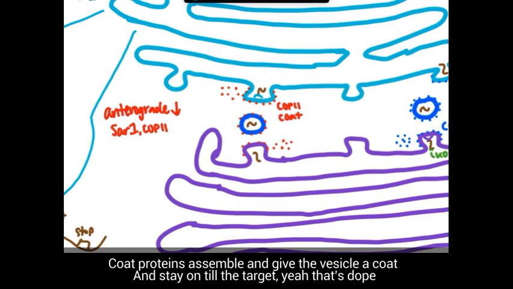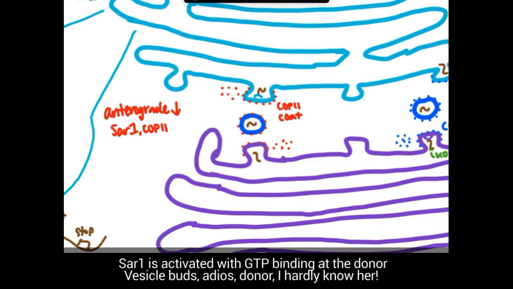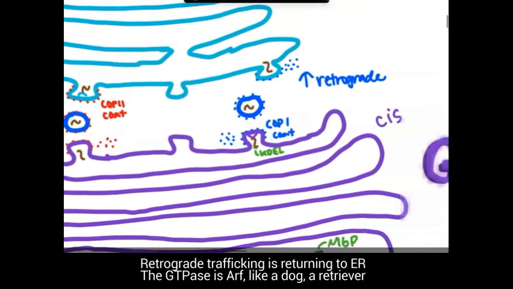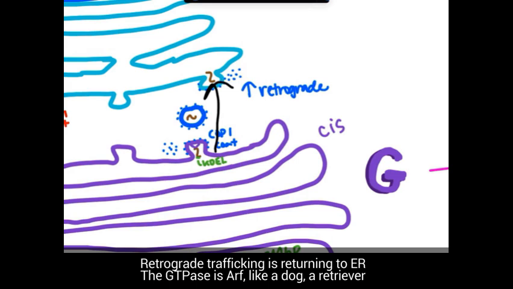Sar1 is activated with GTP binding at the donor. The vesicle buds off, and it's off to the Golgi, the target membrane, where it binds and releases cargo. Retrograde trafficking is returning to the ER. The GTPases are like a dog or retriever.